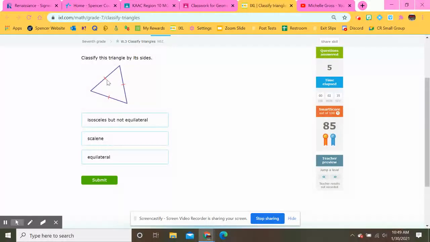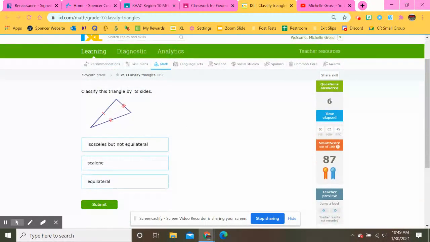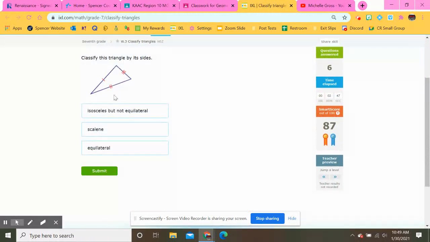Now look at this one. Do you see how they're all the same? So that would be 1, 1, 1. They're all the same, and so all sides are equal. So it would be equilateral. This one has 1, 2, and 3. None of them are the same, so it would be scalene.